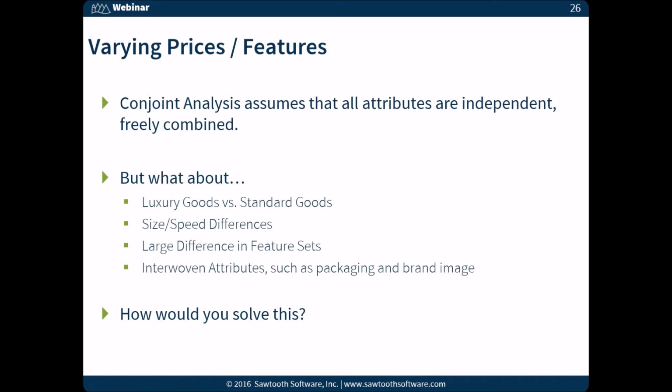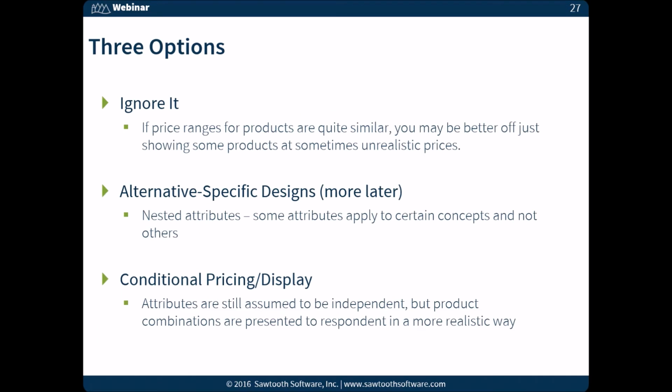And instead of telling the respondent what the individual elements are, you want to just show them one image that represents both of those packaging and brands. So how do you solve this? Well, obviously, the first option would be ignore it, right? But I don't mean that to be silly. There are times when price ranges for a product are quite similar, and you may just be better off showing some products at sometimes unrealistic prices.